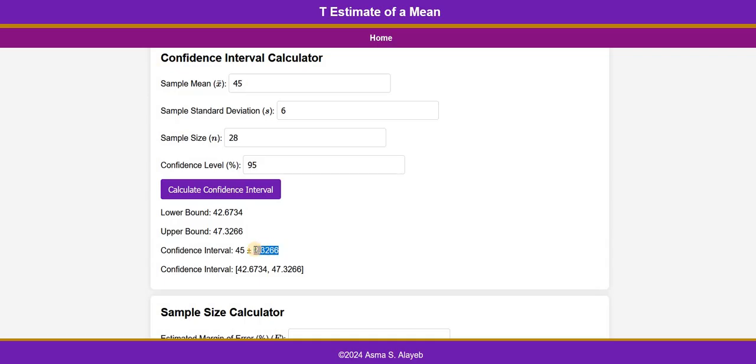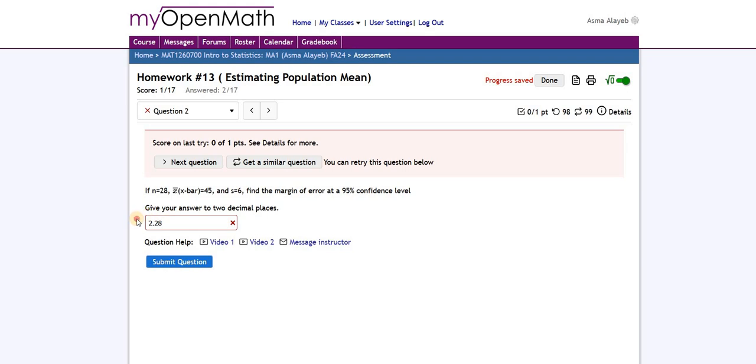So here is the margin of error. I will use this one. And then I'm going to go to the homework and then I will paste it, see if it takes it. It says round to the decimals, but it took it as it is.